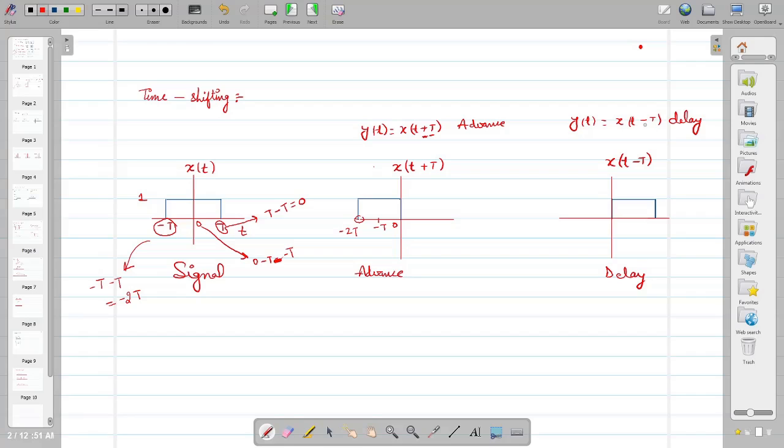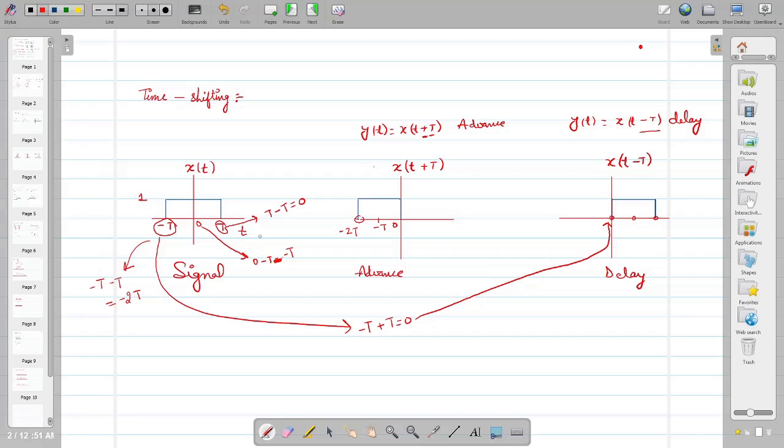For a negative sign, to track all the points here, we have to add t, because there is a subtraction, so we have to add it. This is called a delay. Now there is one point -t. To get this, we do -t plus t. This is going to be 0. So it is going to be mapped on this side, right?